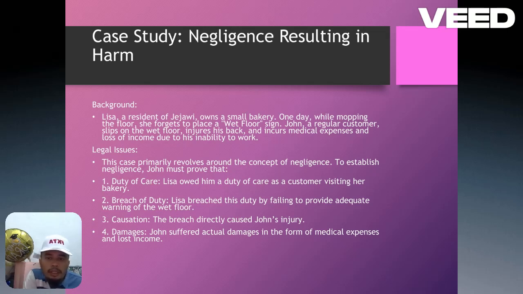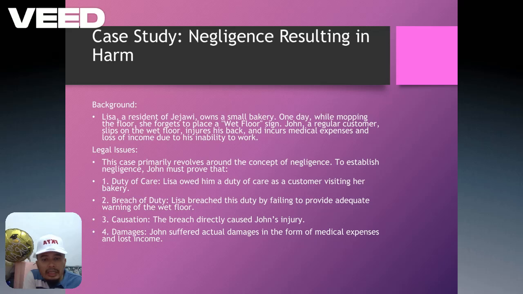The first one: this case primarily revolves around the concept of negligence. To establish negligence, John must prove that, number one, there is a duty of care, which in this case, Lisa owed him as a customer visiting her bakery. And number two, there is a breach of duty by Lisa. Lisa breached this duty by failing to provide adequate warning on the wet floor.